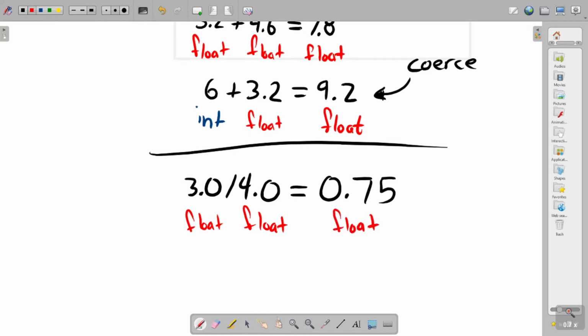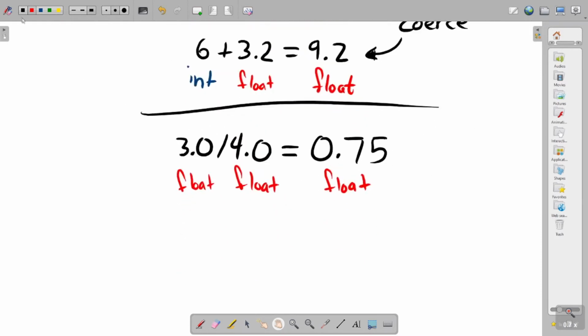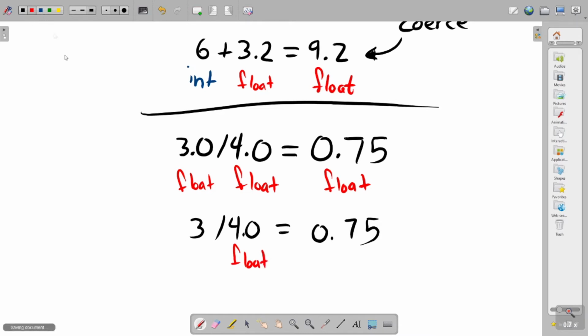So again, kind of like we set up here, when we do an operation between two floats, we get another float out. And if we did the same thing with an integer and a float, we would also get 0.75 because of that coercion that happens. So remember, whenever we have an integer and a float together, it will coerce the integer to become a float and then perform the operation as if they were both floats normally.